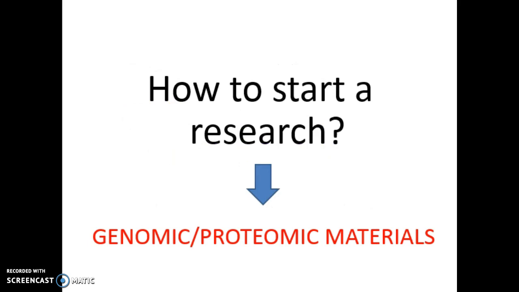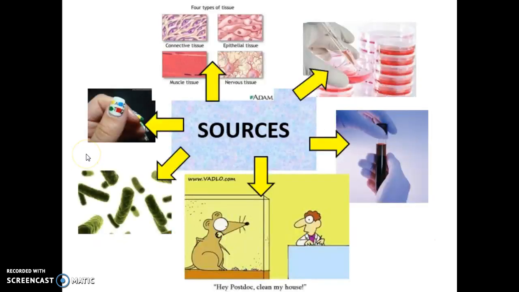So before starting any experiments, the most important things that we need to have is, of course, the genomic or the proteomic materials. So for having these materials, there are many sources available. You can have your experiments done on tissue culture, cells culture, which is in vitro studies. You can also have your sources of DNA, RNA, or protein from blood, from in vivo or animal studies, and also many more.